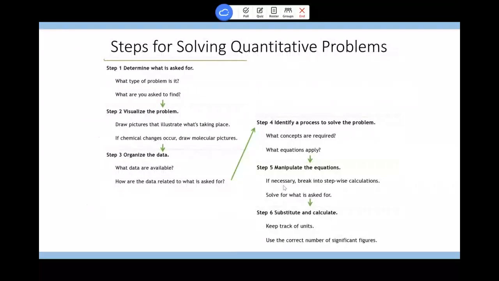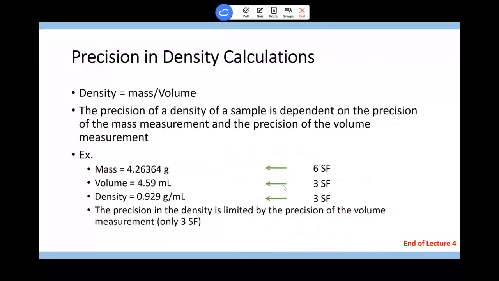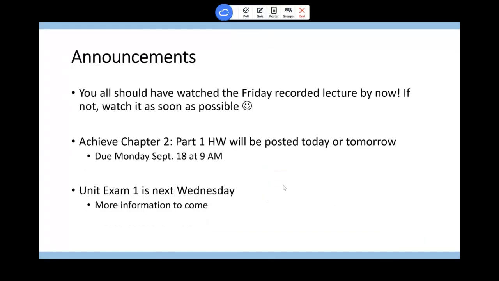Okay. I'm going to go back. This is where I ended the video just talking. Oh, no, it's not where I ended the video, but I did talk about this in the video. And this is keeping track of sig figs when you're doing a density calculation. So remember, density is mass over volume, and the precision of a density of a sample is dependent on the precision of the mass measurement and the volume measurement. So in this example, mass was measured to 6 sig figs, volume was measured to 3. Since we're doing division here, we keep 3 sig figs in the density that we report.